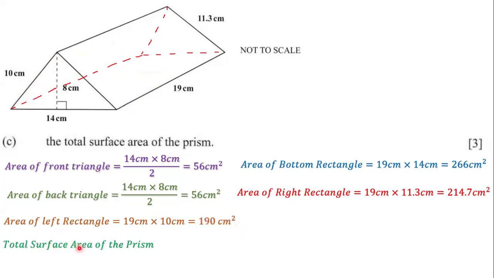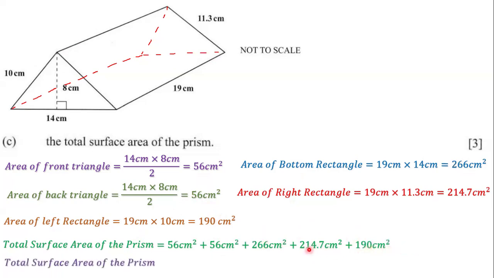Now for the total surface area of the prism, we have to add up all of these areas. So we have 56 centimeters squared plus 56 centimeters squared plus 266 centimeters squared plus 214.7 centimeters squared plus 190 centimeters squared. When we add them together, we get 782.7 centimeters squared. And that is the answer to this question. 782.7 centimeters squared is the total surface area of this prism.